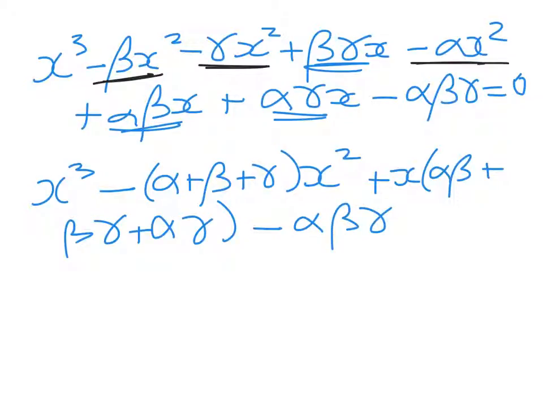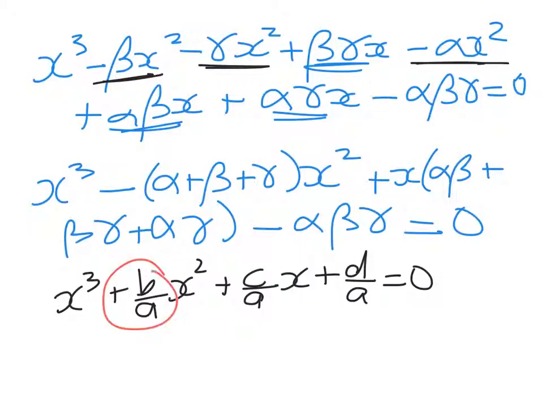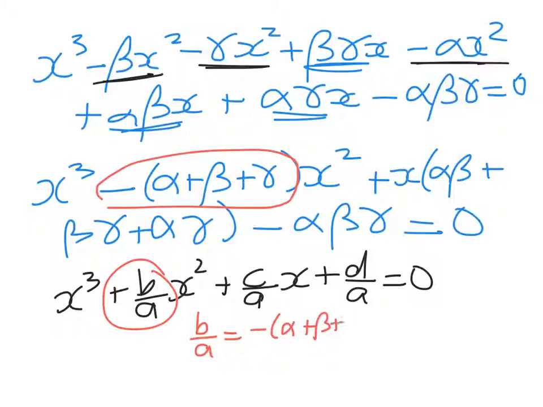So let's look at what we had when we had it in expanded form. Well, we had x cubed plus b over a x squared plus c over a x plus d over a equals 0. And I've lost the equals 0 up there. There you go. Right, so that means that this must equal this. So we get b over a equals negative alpha plus beta plus gamma, or negative b over a is equal to alpha plus beta plus gamma. So that was the first thing we were asked to show, and we're going to do the same thing with the next two.